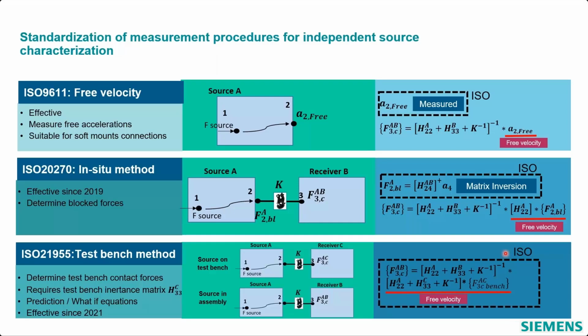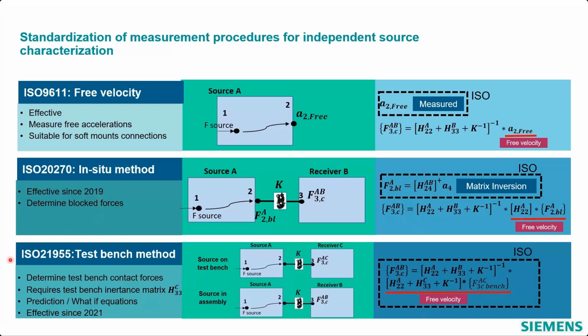This slide, I will be very brief. I just wanted to highlight that there are some ISO standards that you could follow if you want to do this source characterization. You have one related to free velocity. The newest ones are ISO 2270, which describes this in-situ method, so this matrix inversion method. It can act as guidelines if you want to characterize the blocked forces and develop this process for your applications. It's effective since 2019.